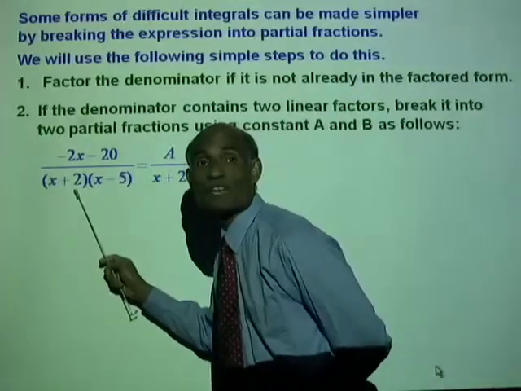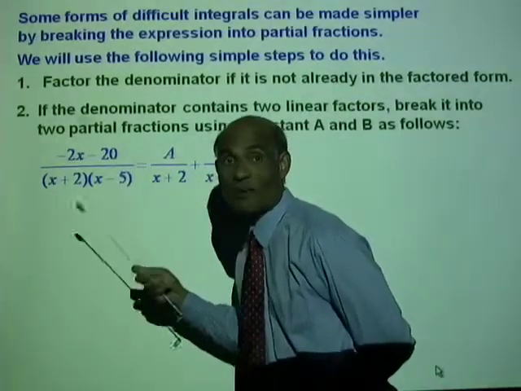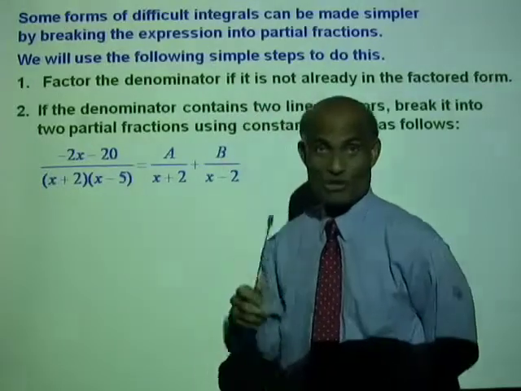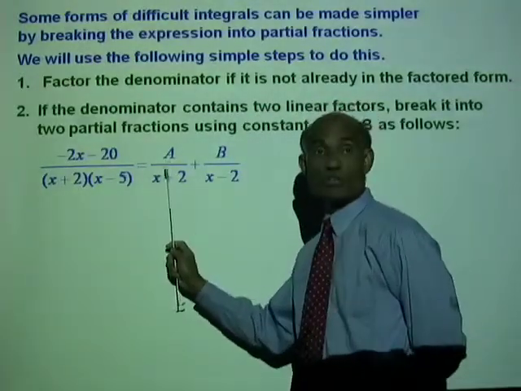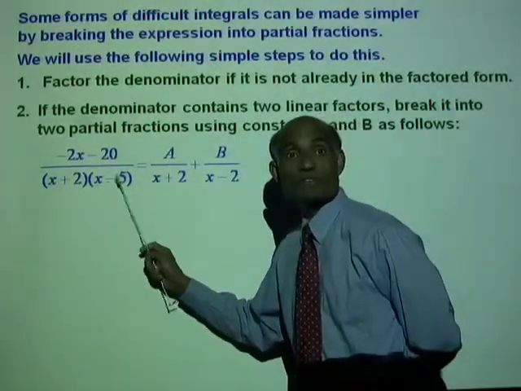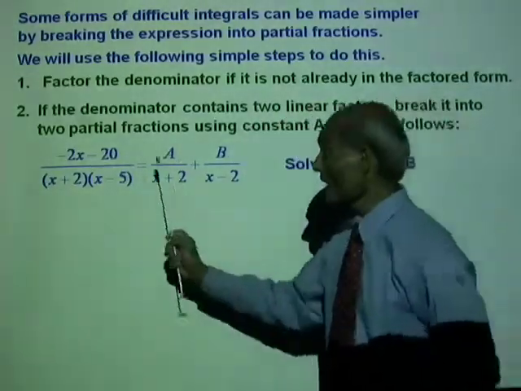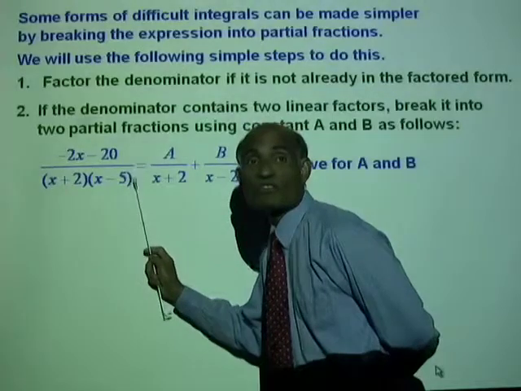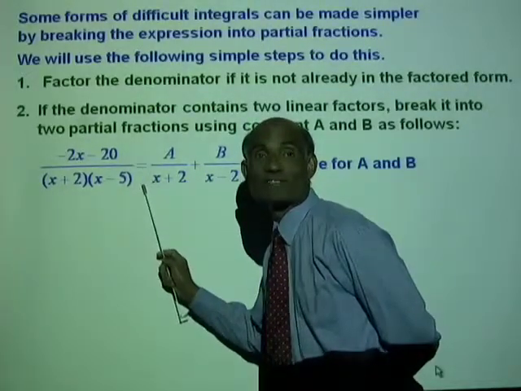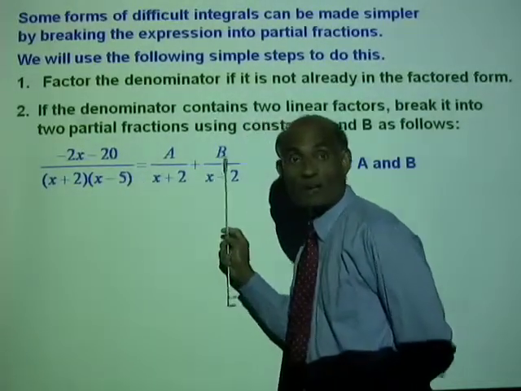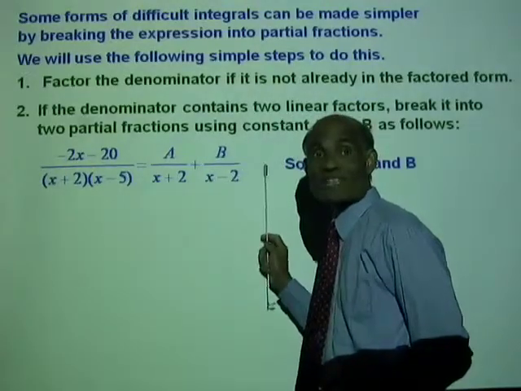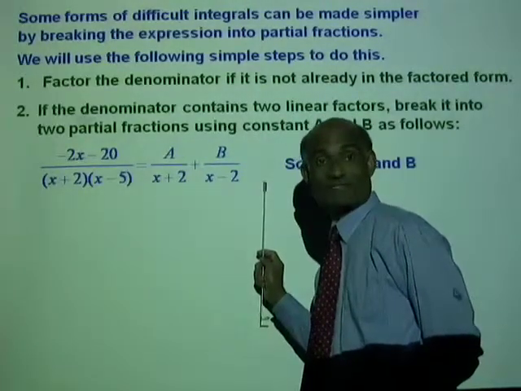x plus 2 is a linear factor, x minus 5 is a linear factor. I suppose you know what that means. Now, you can do this only if the denominator contains linear factors. Now, what will you do if there is a third linear factor? If there is a third linear factor, then we'll go on to say C over that factor.